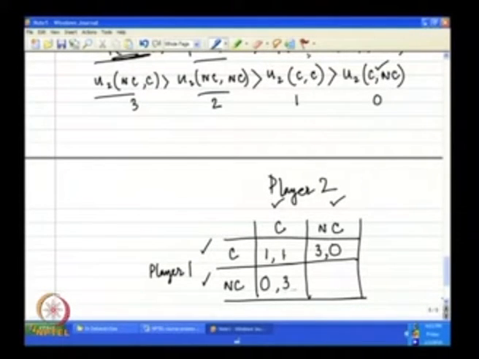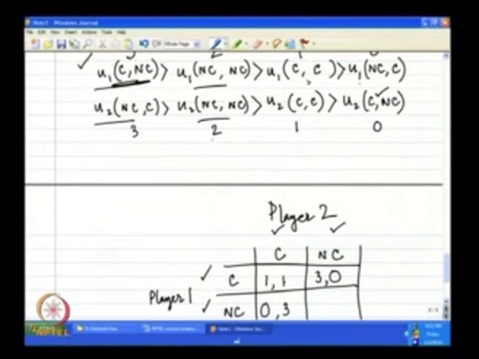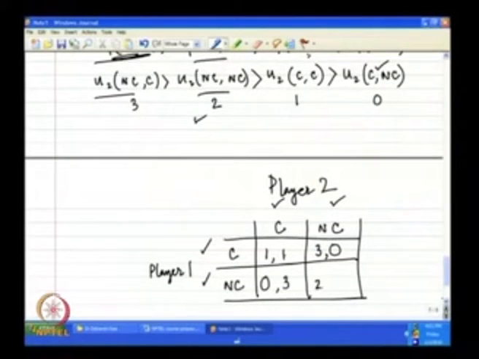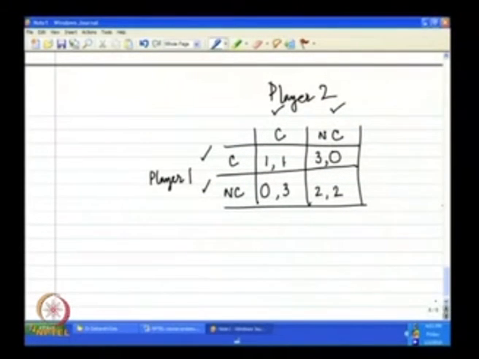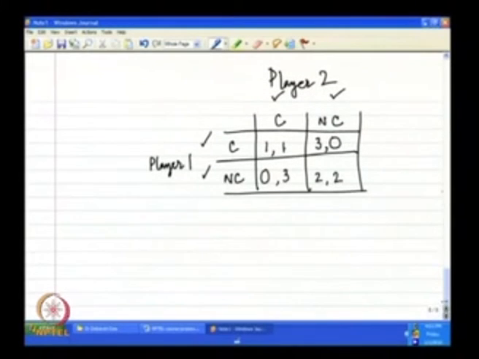Lastly, if both of them do not confess, then they are going to jail for 1 year, right. If they are going to jail for 1 year, then that is what we have represented by the number 2. So, this is 2 2. So, this is the idea of a payoff matrix. This is called a payoff matrix.